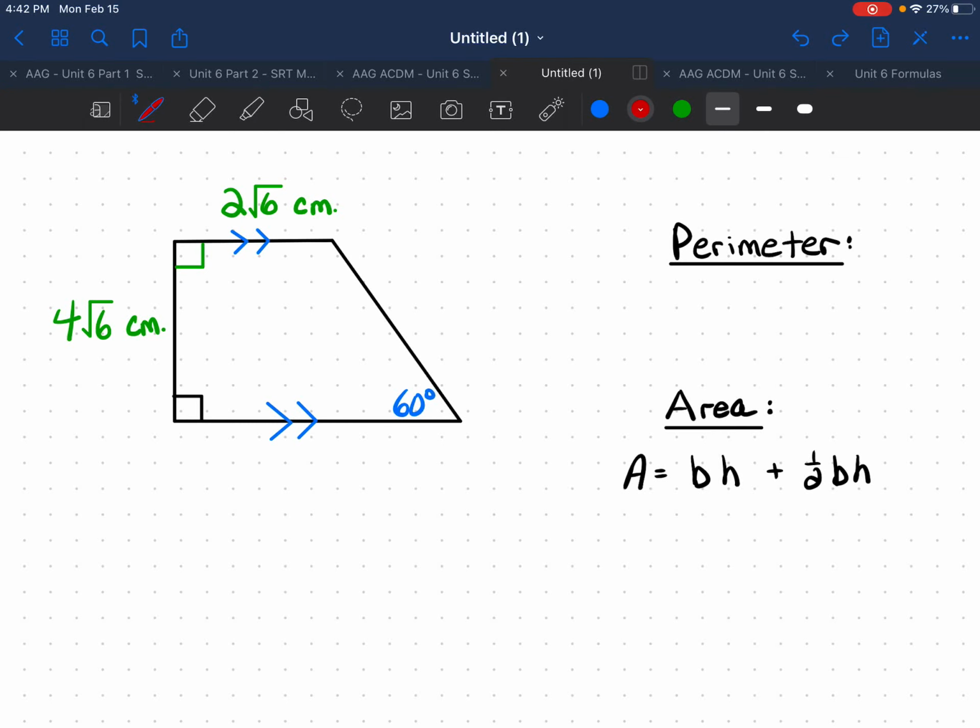Okay, special right triangles within trapezoids. Second part of the video series. What I'd like you to notice here is there's something different happening. We do have a trapezoid, as you can see by the one pair of parallel sides. This would be our base 1, this would be our base 2.